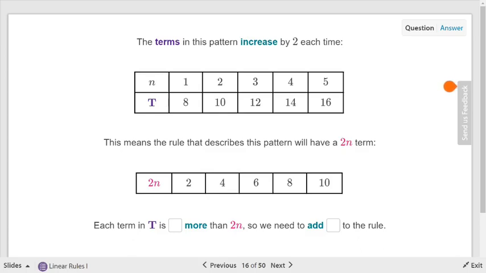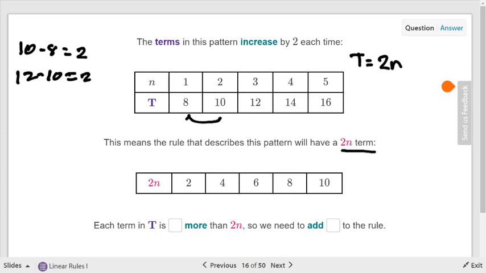Go. Okay, so the first thing I need to do is to subtract my t's. Well, 10 minus 8 gives me 2. 12 minus 10 gives me 2. And so I'm getting a multiplier of what? 2. So I'm pretty safe with that, right? So then I know my pattern is going to start off with 2n. Well, they already told you that, right?